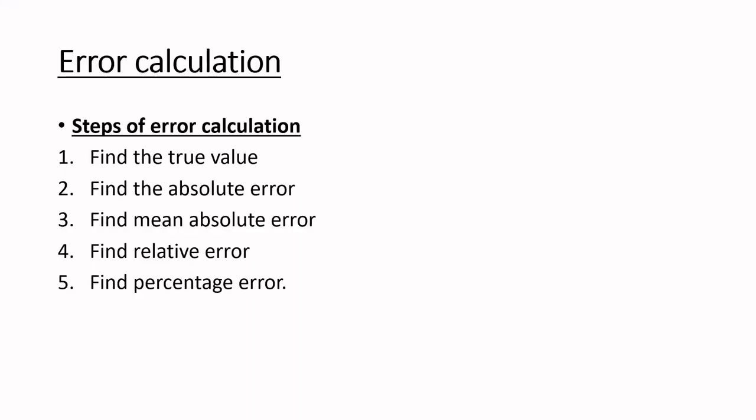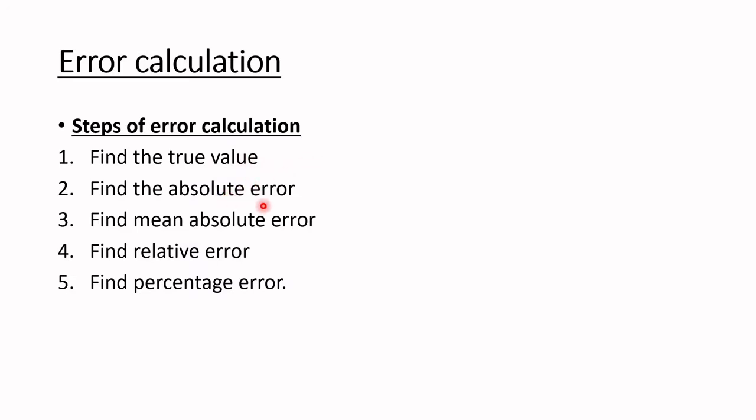We will find how to measure the error in calculation. Now, the steps of error calculation are like this. First, you find the true value. Then, what is meant by true value? True value is nothing but the average value of all the repeated readings we have taken.